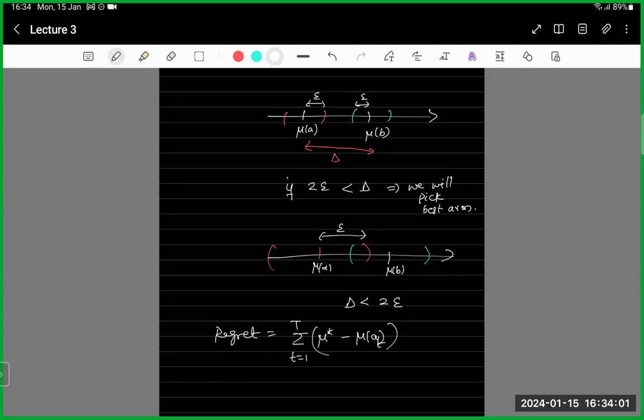Is it clear? Or is it confusing? When delta is greater than 2 epsilon, there is no regret, because the intervals are able to separate those two arms. Otherwise, the regret will be at most 2 epsilon T. Right?